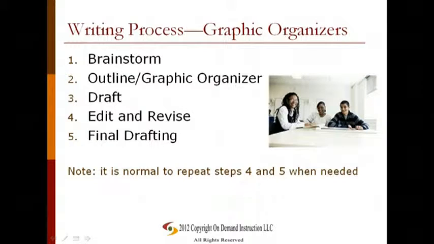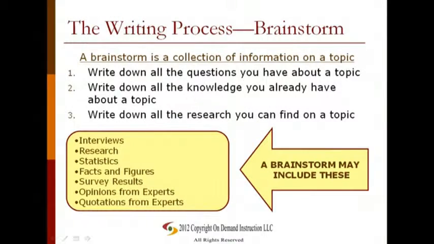In the writing process, graphic organizers are used in step 2. We can see here that we start off with brainstorming, and then after brainstorming we go to organizing information. When we organize, we could use an outline or a graphic organizer. After that, we start to apply our information into drafting, editing and revising, and then final drafting. Graphic organizers help us to take the large amount of information that has been collected and organize it in a logical manner.